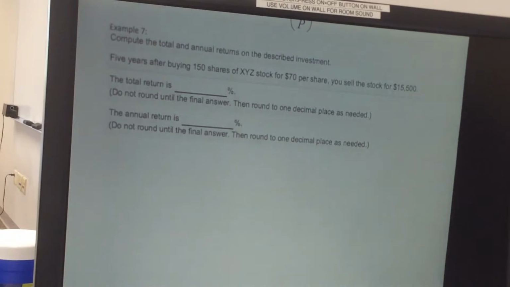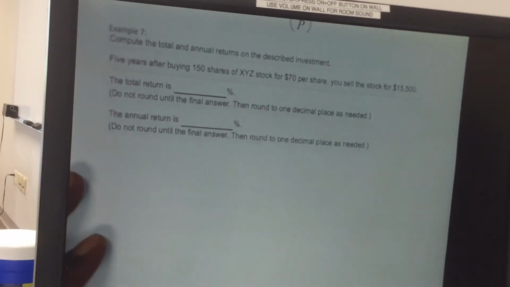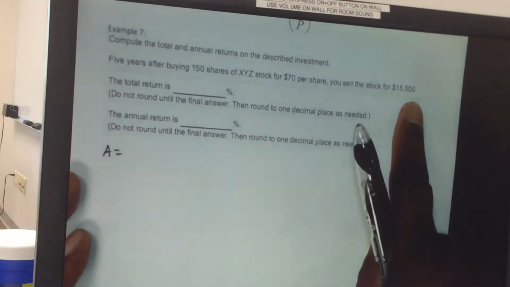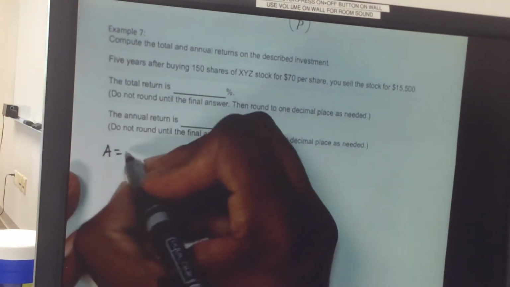Compute the total and annual returns on the described investment. Okay? Here, 5 years after buying 150 shares of XYZ stock for $70 per share, you sell the stock for $15,500. Okay? And we'll want the total return and the annual return as a percent for both. Well, the accumulated value is $15,500.